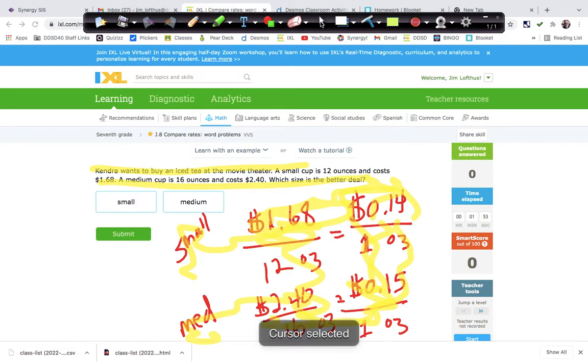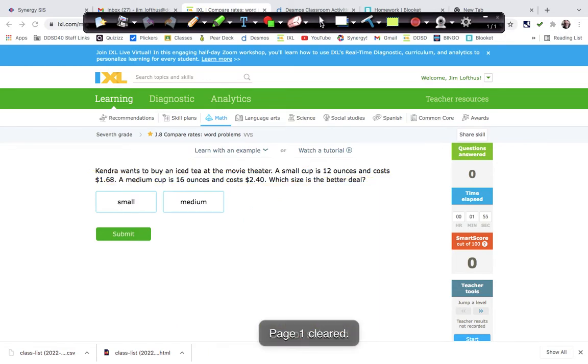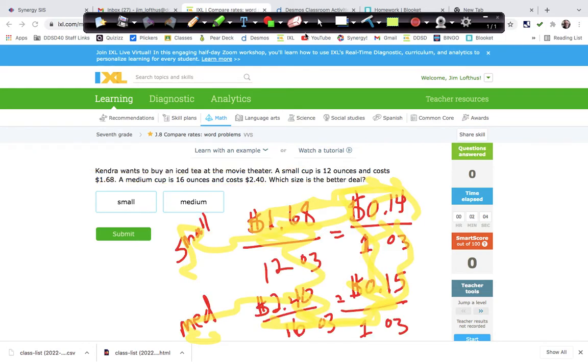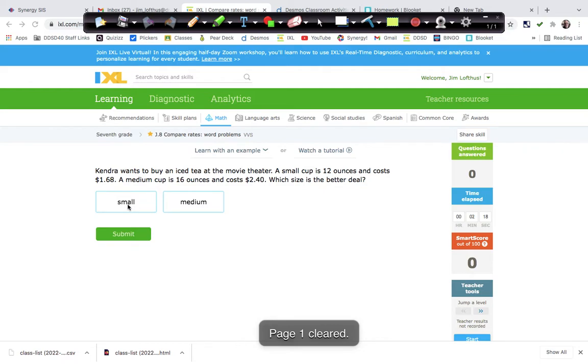All right. Let's put in, I believe it was medium. So I just erased it. I guess I could undo that. There it is. The medium was a better deal. Actually, the small is a better deal because it's 14 cents. The medium cost 15 cents. All right. So the small is a better deal.